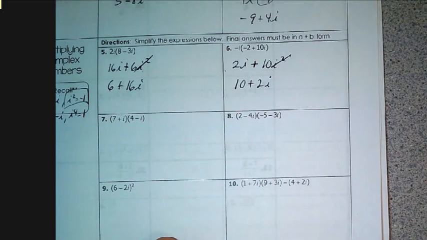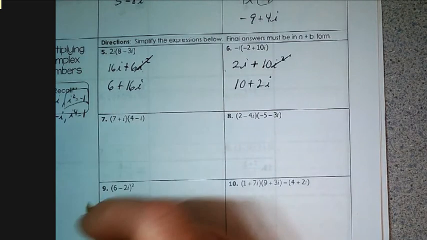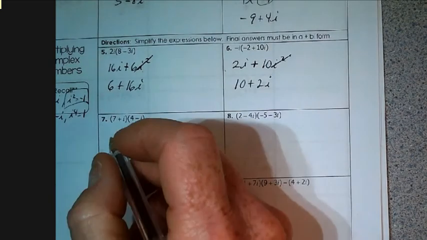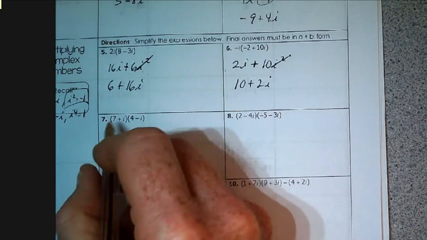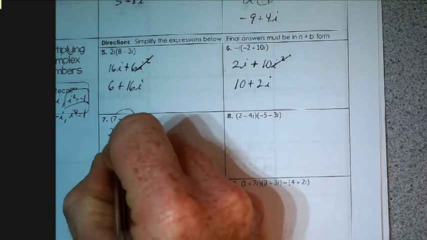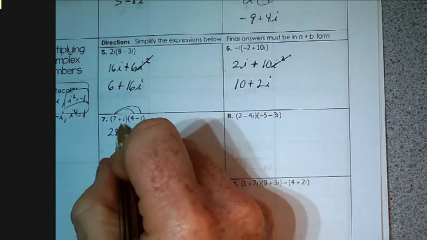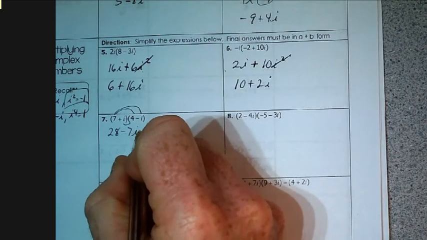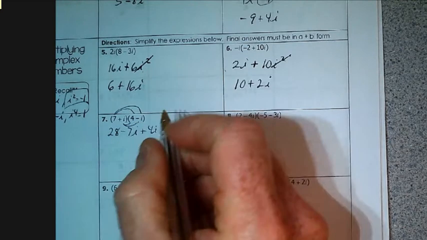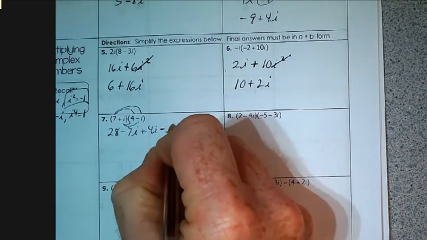On number 7, you've got to FOIL this. Now, you can think of it as FOIL, or you can think of it as double distribution. I don't care. It's the same thing. 7 times 4 is 28. 7 times negative I is negative 7I. I times 4 is 4I. And I times negative I is negative I squared.